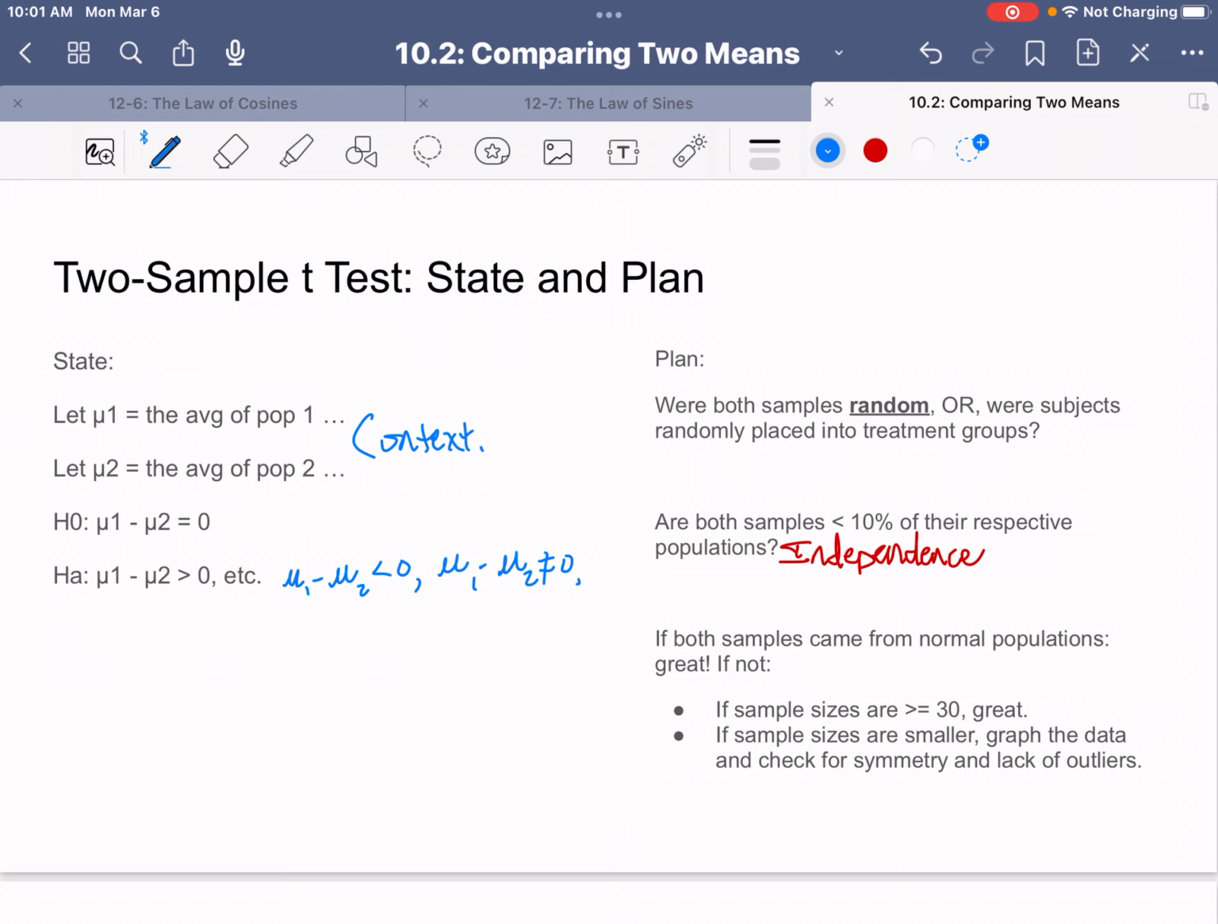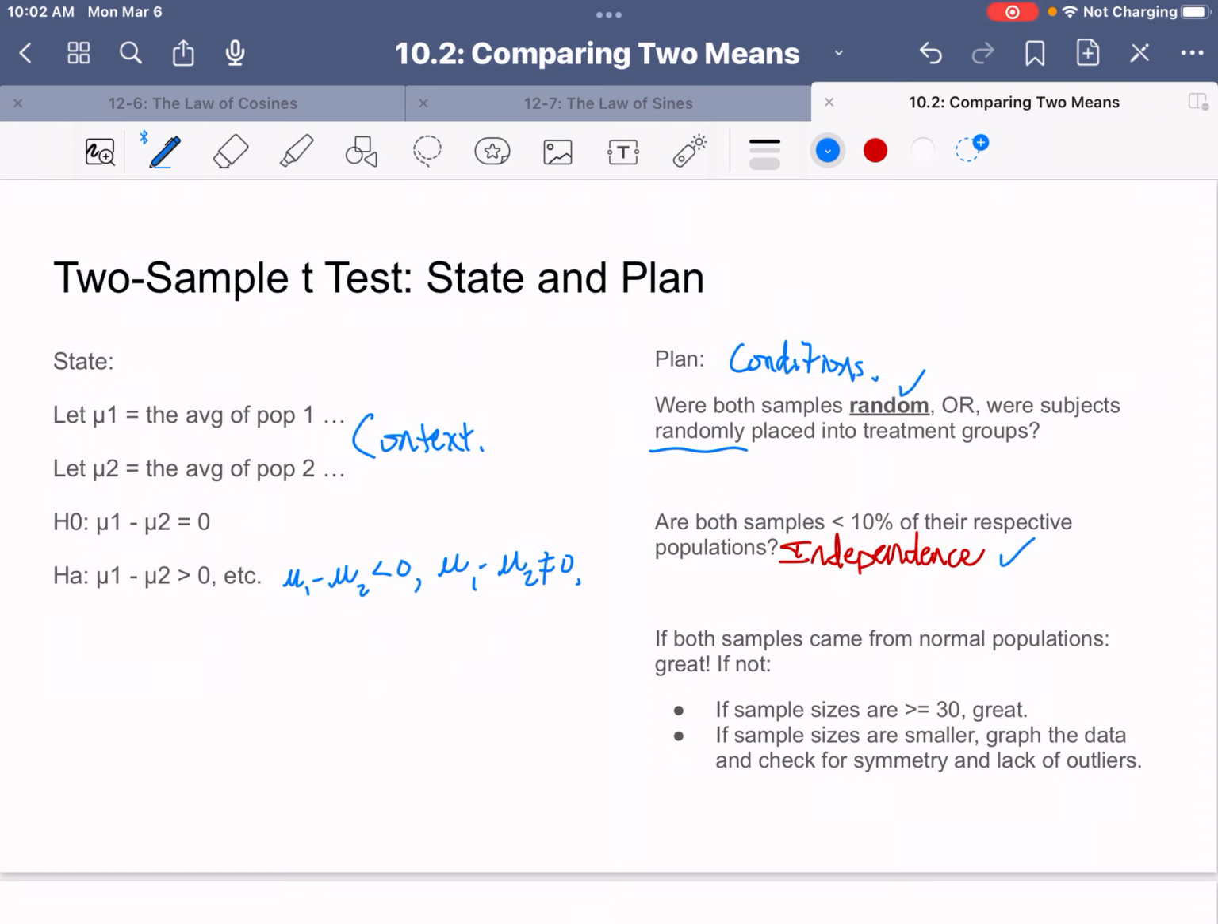Then, for the plan phase, we check the conditions for the two-sample t-test. Well, you guessed it, the conditions for the two-sample t-test are exactly the same as the conditions for the one-sample t-test from Chapter 9. You just have to check the conditions for both populations, both samples, excuse me. Were both samples random? Or were subjects randomly placed into treatment groups? Are both samples less than 10% of their respective populations? If so, that means the two samples are independent.